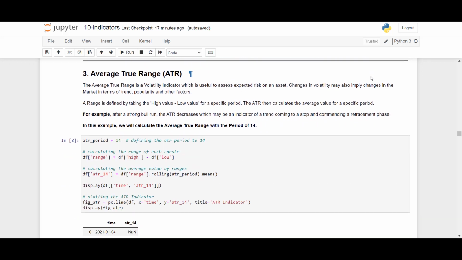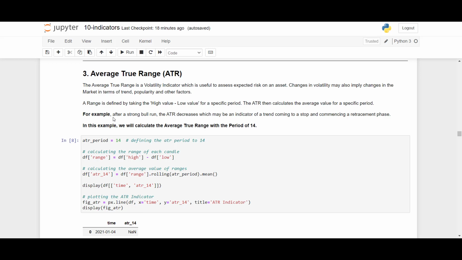So now we will go to the average true range. The average true range, or ATR, is a volatility indicator, and it helps you to assess risk on the asset or generally the volatility. Changes in volatility may also imply that the market is changing trend, popularity, and there are also many other factors. And a range with the ATR indicator is defined by taking the high value minus the low value for a specific period. And the ATR is simply the average for this entire period.